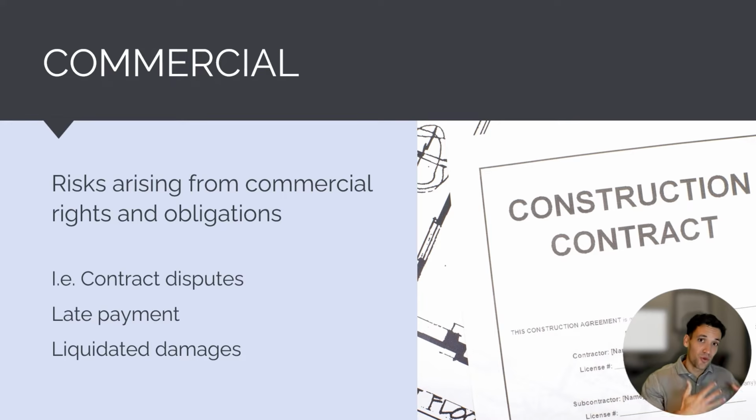Now, tied into all of these other risks, we can also have commercial risks. So these are risks arising from our contractual rights and obligations. So we could have a dispute with our client. We could have a dispute with our subcontractors. Our client could be delayed in paying us, resulting in cash flow issues, or we could be late in finishing the project and incur liquidated damages.